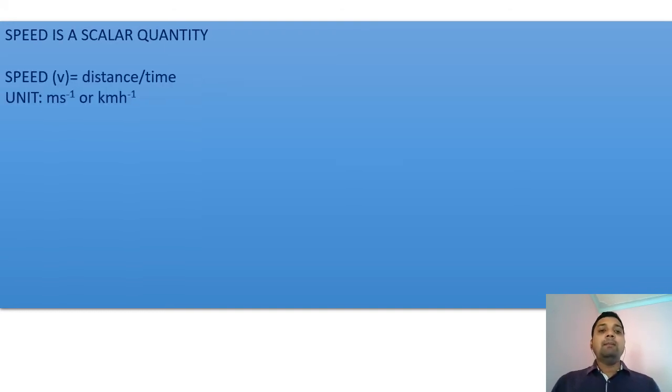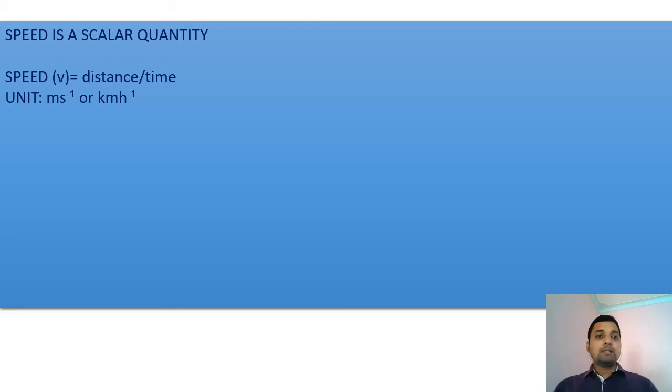Speed is a scalar quantity. Speed does not depend upon any direction. Speed has the formula distance by time. Because it has the formula distance by time, it has the SI unit meter per second, or it has the unit kilometer per hour.